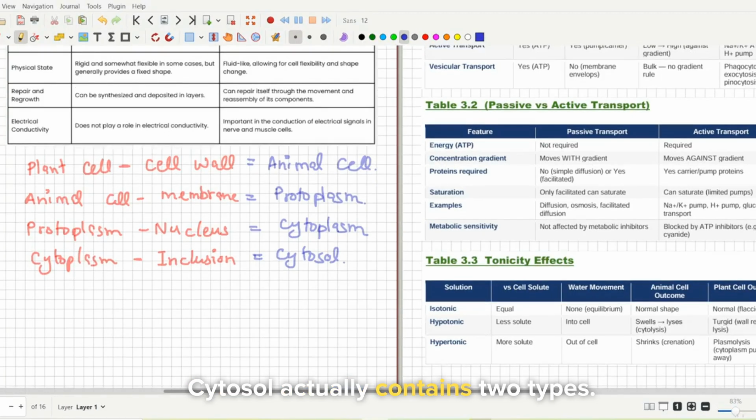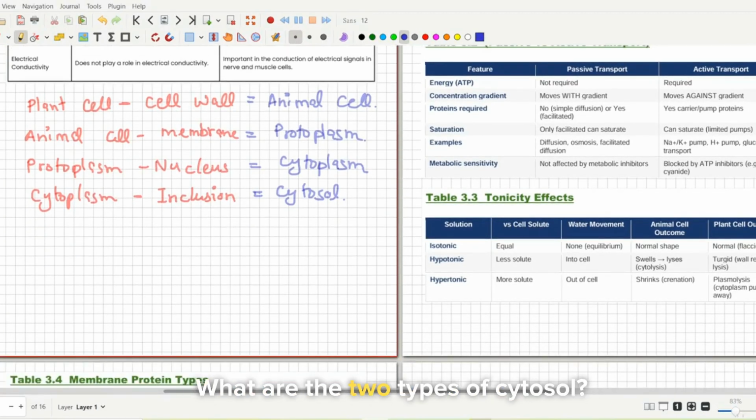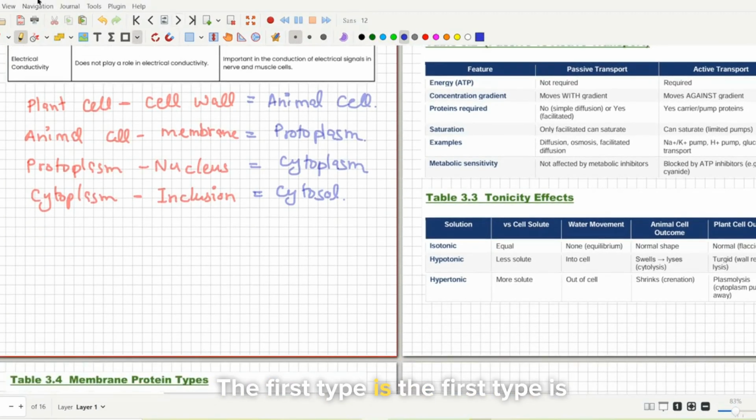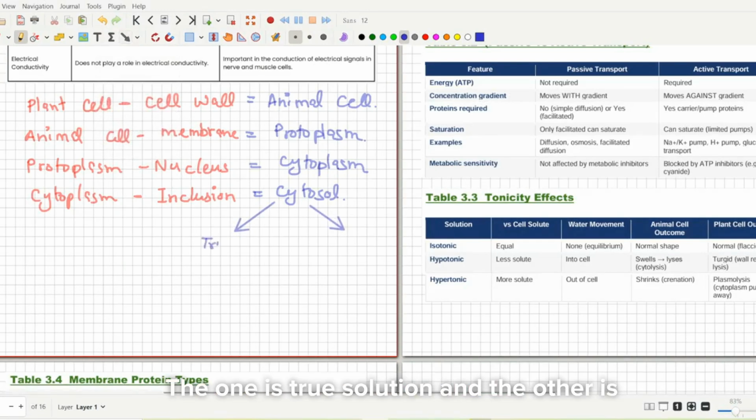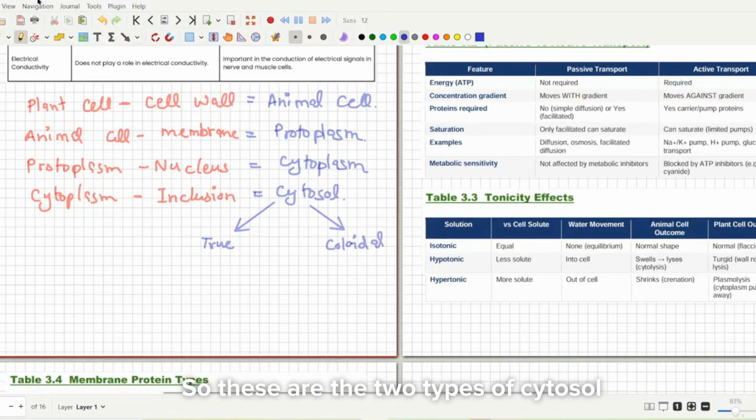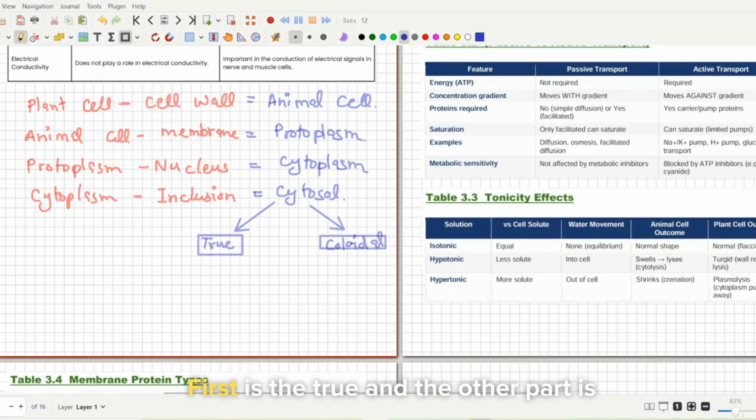And what is cytosol? Cytosol actually contains two types. What are the two types of cytosol? The first type is true solution, and the other is colloidal solution. So these are the two types of cytosol. First is the true and the other part is colloidal.